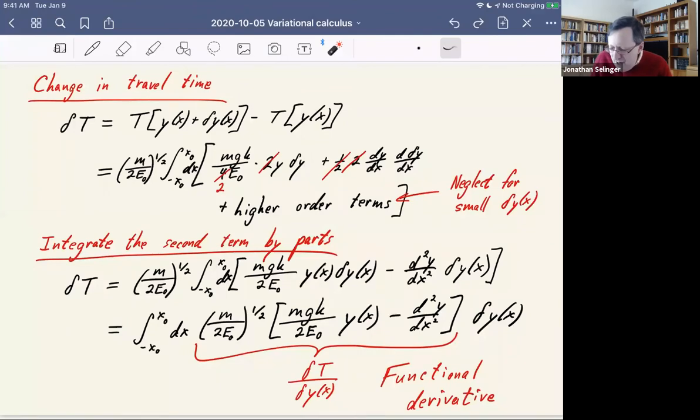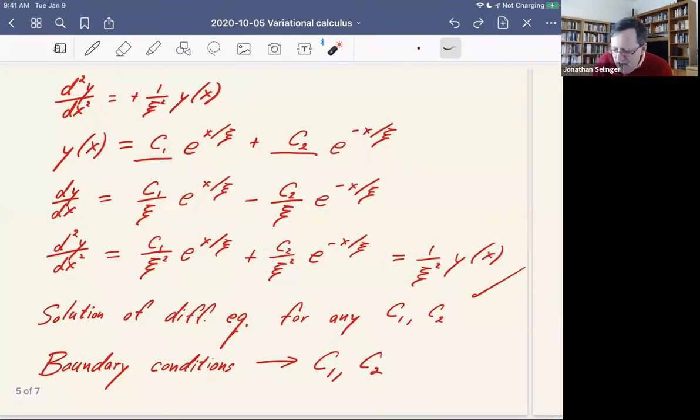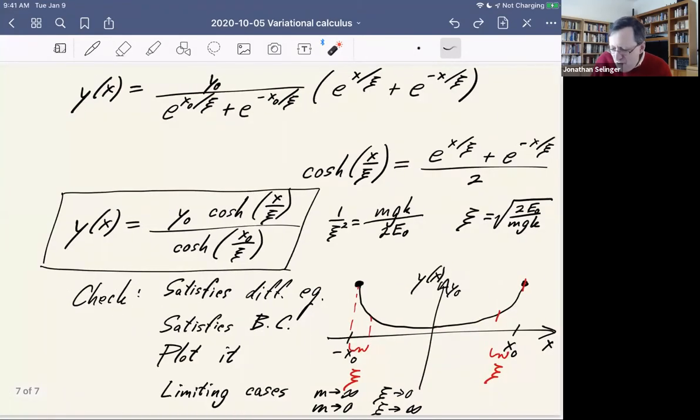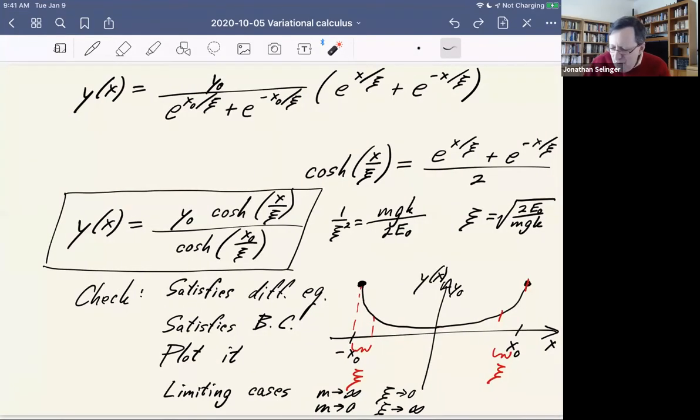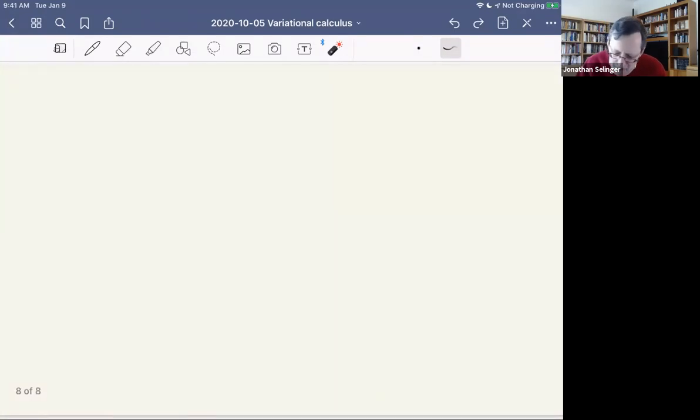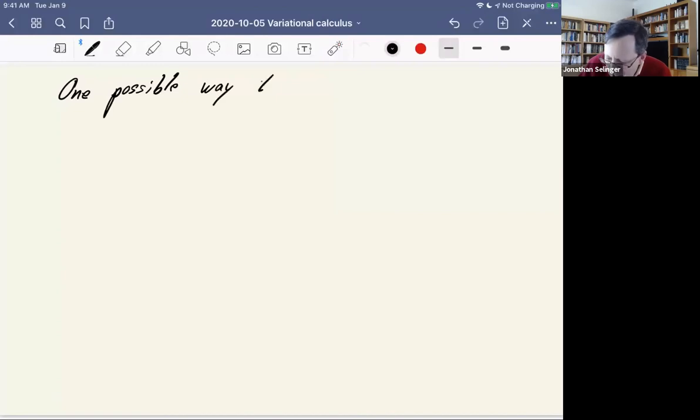Now, there is one way that students sometimes remember this, and I will show it to you even though I don't love it, okay? One possible way to memorize this procedure is to think back to classical mechanics.